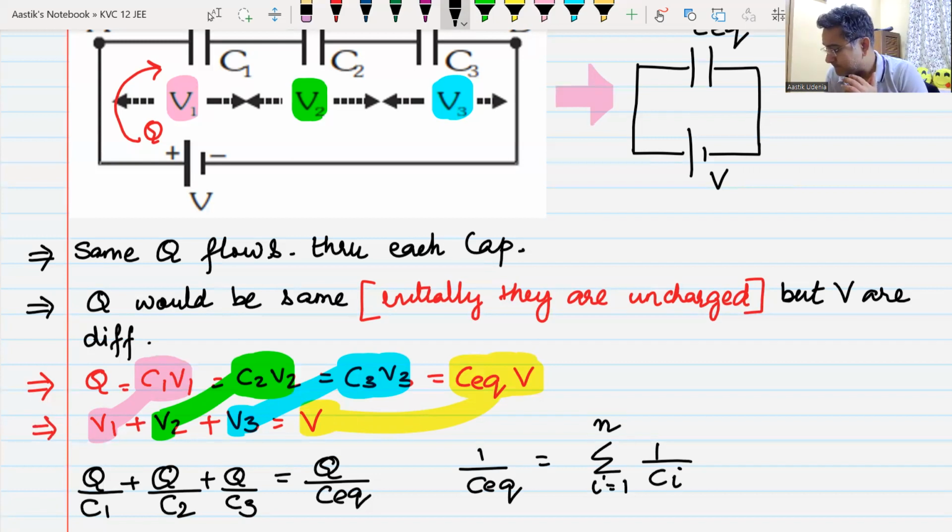Understood, sir. This is how you derive it. And if you understand it this way, it becomes easier. Remember, the concept of capacitors in series is that the same charge should flow through them. And nothing else.